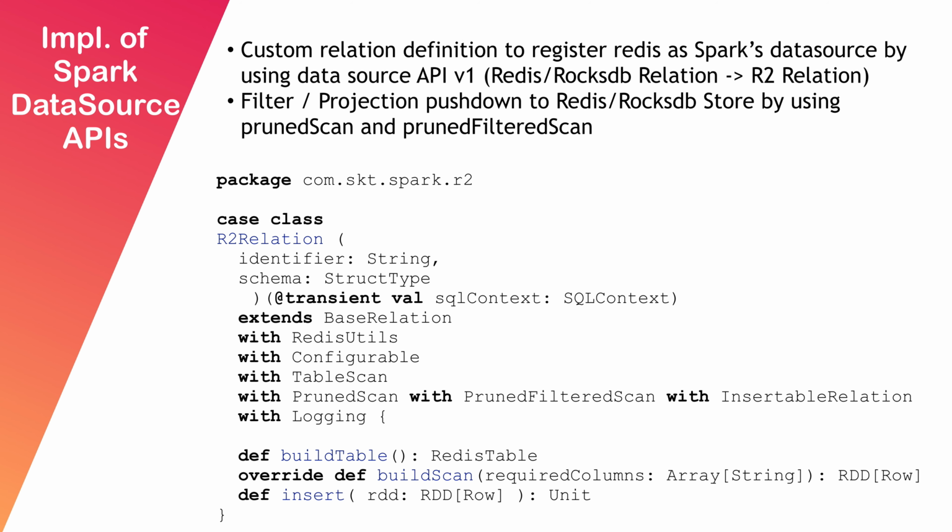In order to employ Spark as a SQL query engine, we implemented Spark's data source by using data source API version 1. As you can see, the R2 relation class registers Redis as a Spark data source. R2 relation extends the PrunedFilteredScan trait in order to push down filters and projections to the Redis RocksDB store.